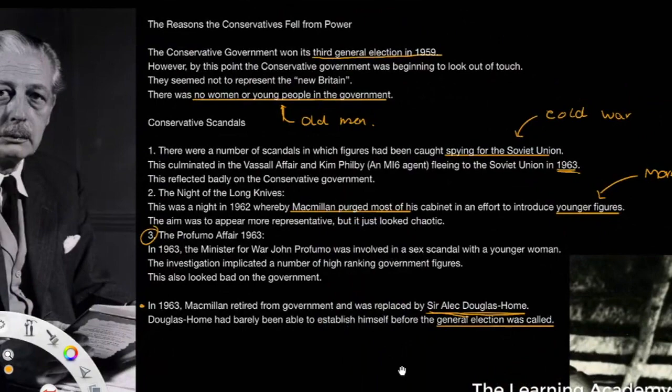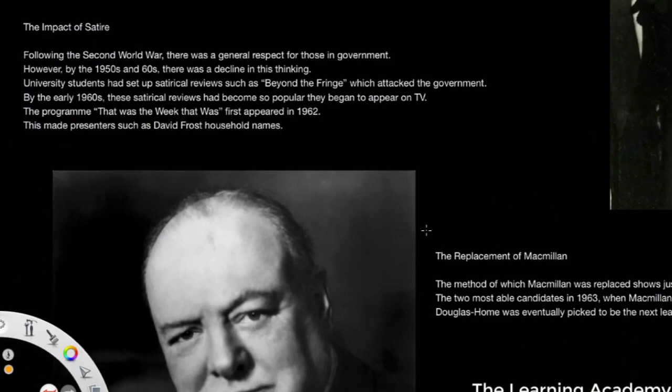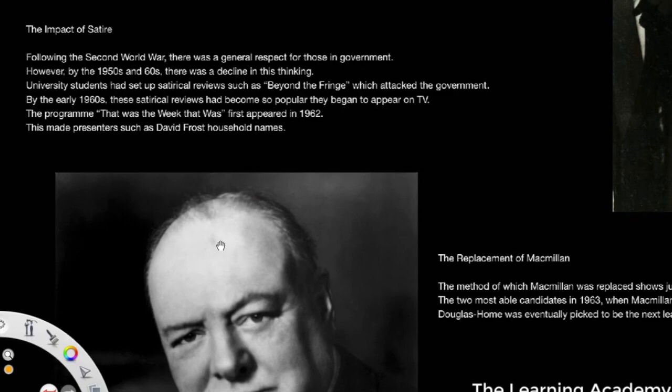There were also two other factors that took place when we talk about the Conservatives' fall from power. One was the impact of satire, and two was the replacement of Macmillan. We're going to talk about these individually. So, the impact of satire.